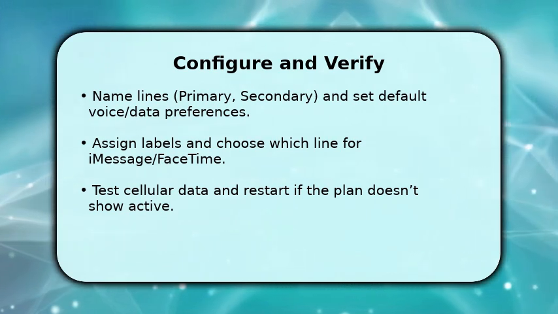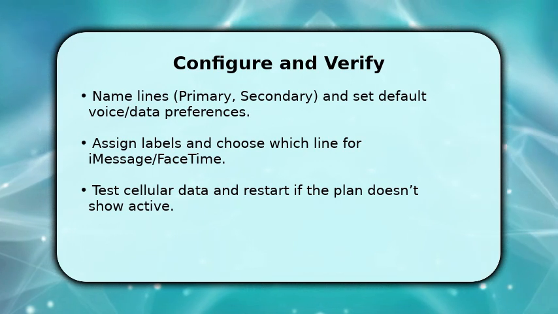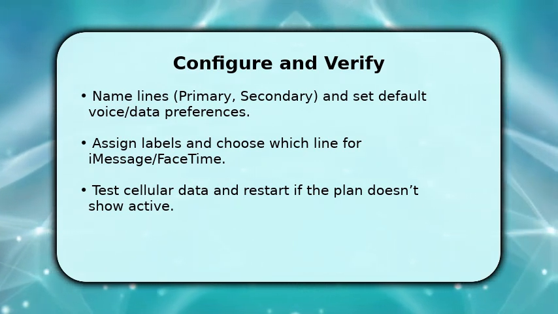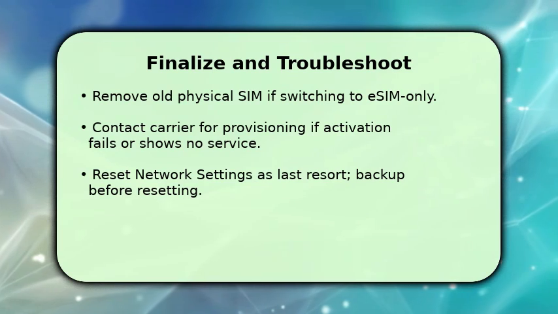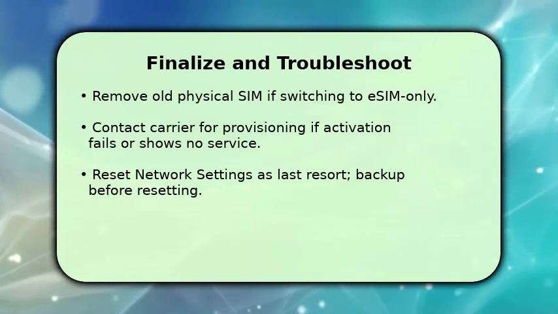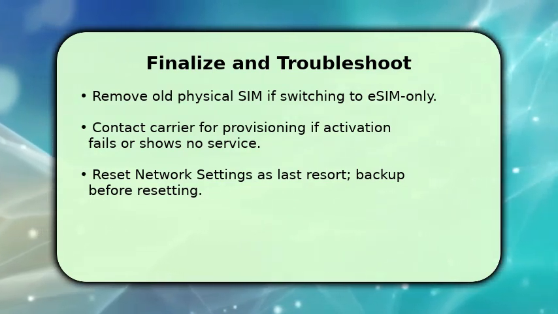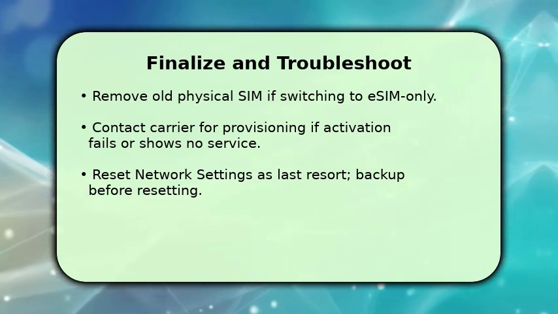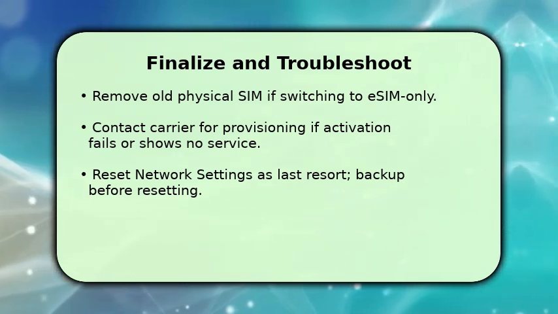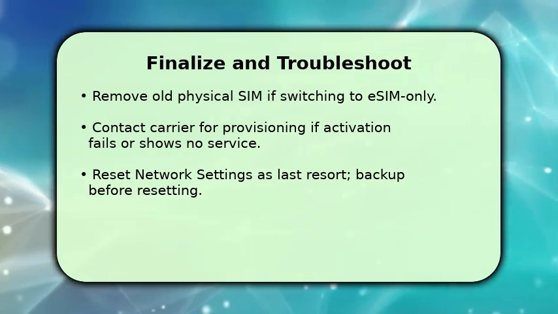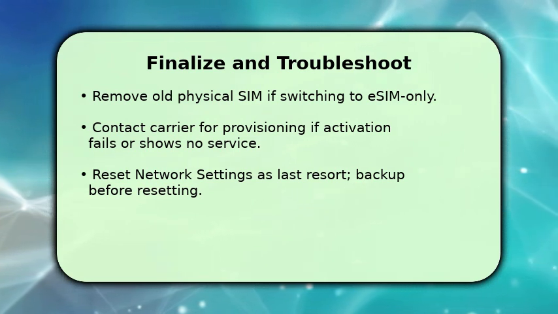After configuring, toggle Cellular Data off and on to force registration and confirm service. Finalize by confirming calls, texts, and mobile data work on the eSIM line. Place a test call and load a web page. If switching from a physical SIM, power down and remove it only after the eSIM is active to avoid downtime.